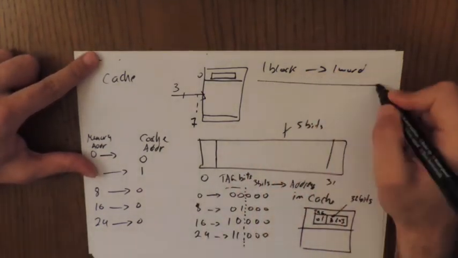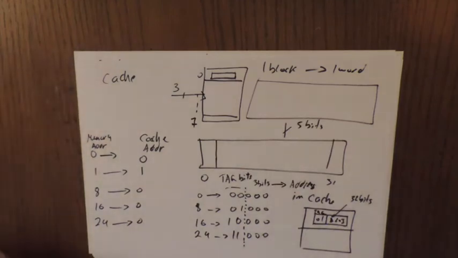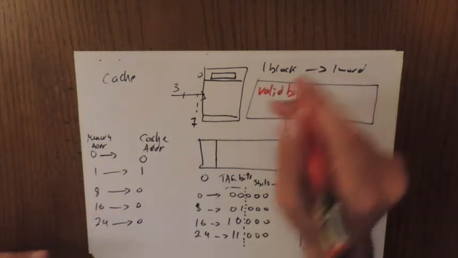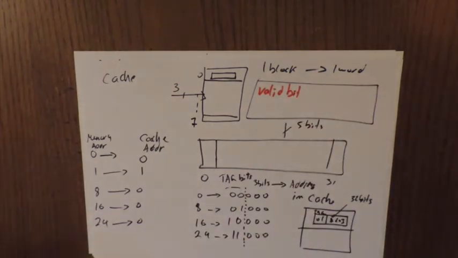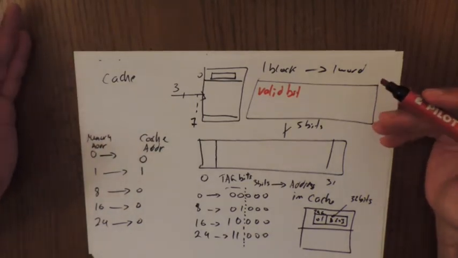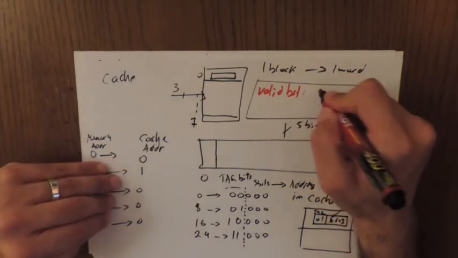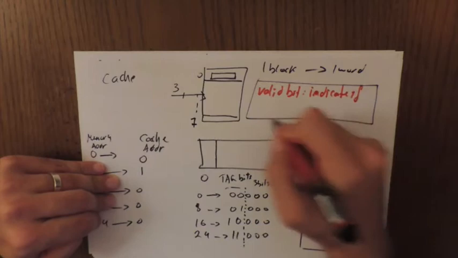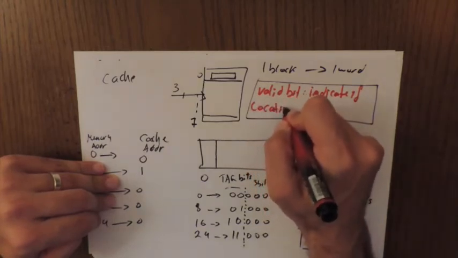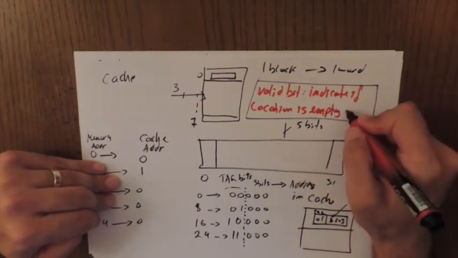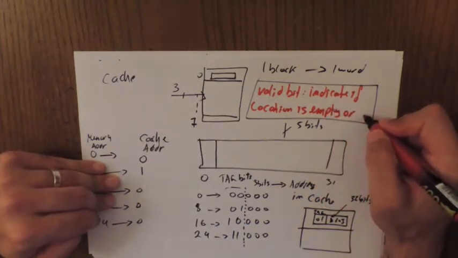So I'm going to write this here. The valid bit is actually an important bit. The valid bit is a way to differentiate when the location in cache is actually empty or not. So it indicates if the location is empty, non-valid, or contains data.